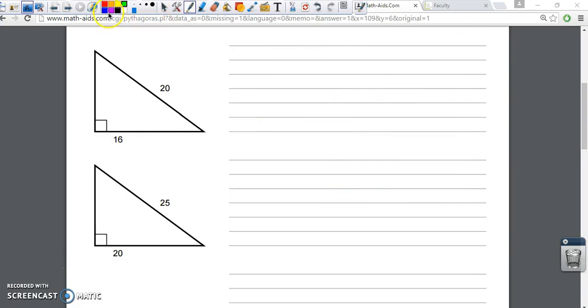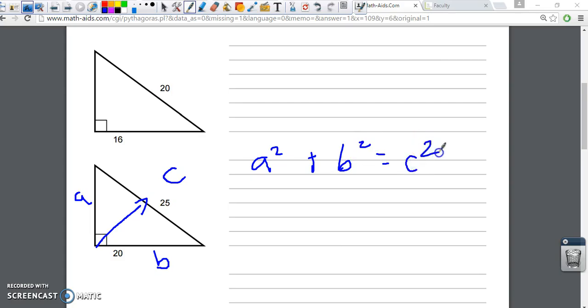Again, practicing ones in which A is missing. Remember that straight diagonally from the right angle is always C. Then you have B for the bottom, A for the height. Put in my formula, A squared plus B squared equals C squared. Plug in what I have. Do I have A? Nah. So I'm just going to bring that straight down as it is. Do I have a B? Yes, 20. Don't forget, you're going to end up squaring it. Do I have a C? Yes, 25. Don't forget, you're going to end up squaring it.